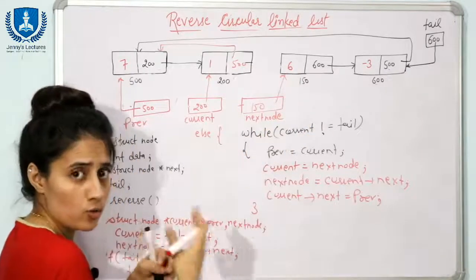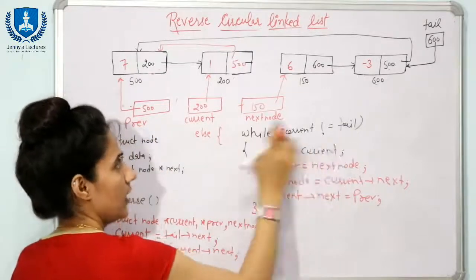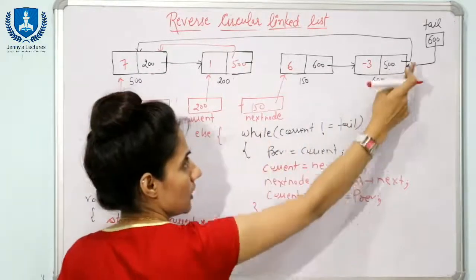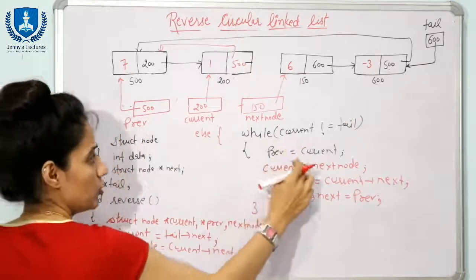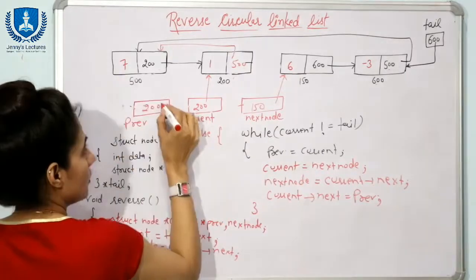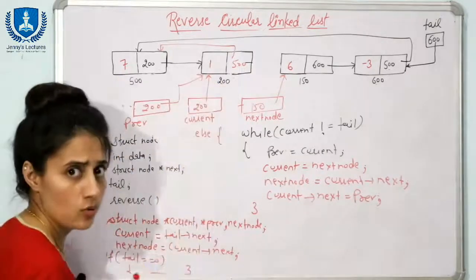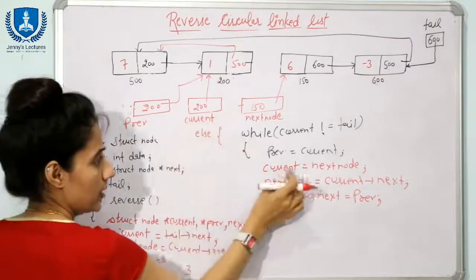So now we are going to repeat these steps till here. See, again the while loop. Current not equal to tail. Current is 200, tail is 600. So that is fine, the condition is true. Again we will enter into this loop. Now previous is equal to current, that is in previous we will store 200. So now previous is pointing to this node, right? Now we will move this current. Current is equal to next node.